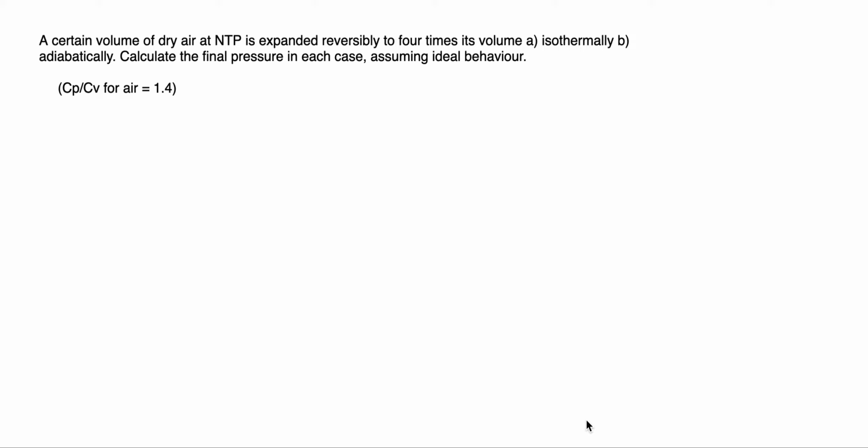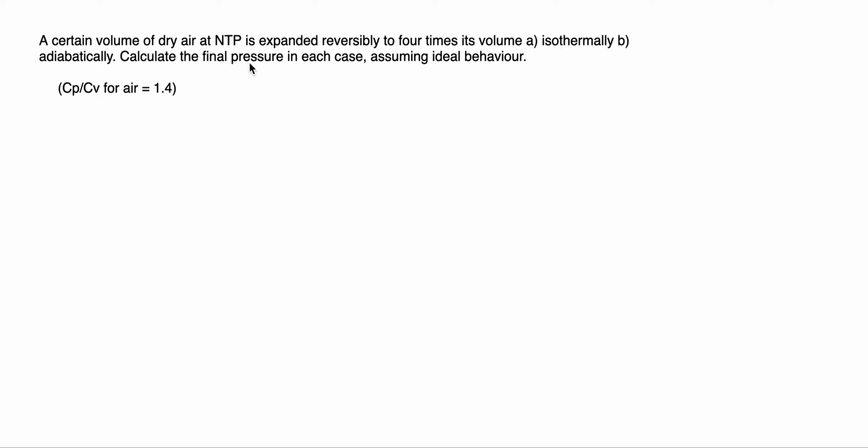Hi everyone. In today's class, we shall solve some problems on first law thermodynamics and isothermal and adiabatic processes. And the first problem is this one. A certain volume of dry air at NTP is expanded reversibly to 4 times its volume. First condition isothermally and second condition adiabatically. Calculate the final pressure in each case, assuming ideal behavior.